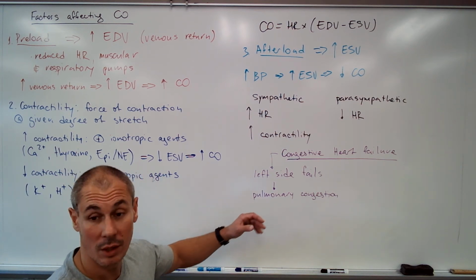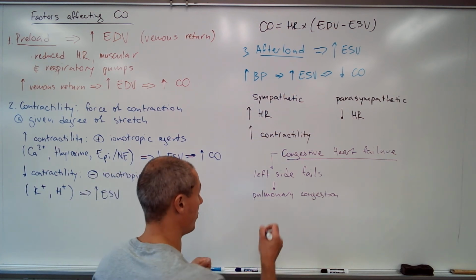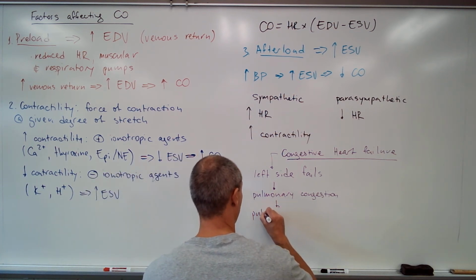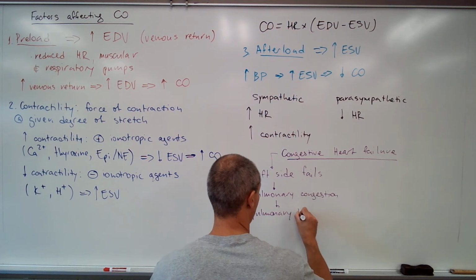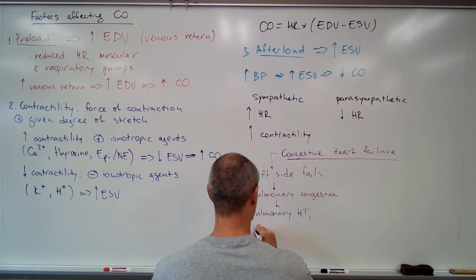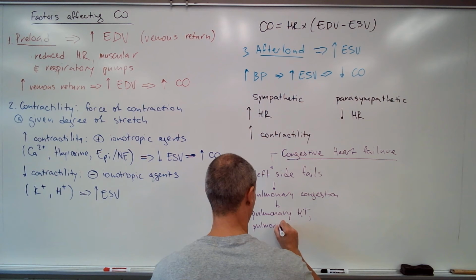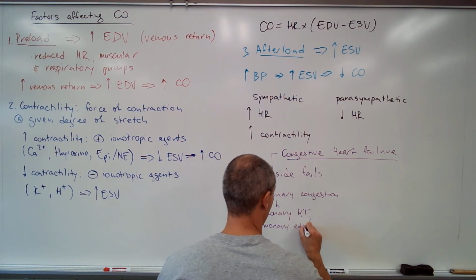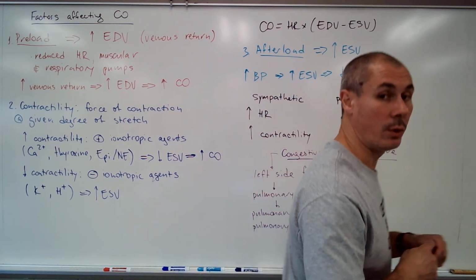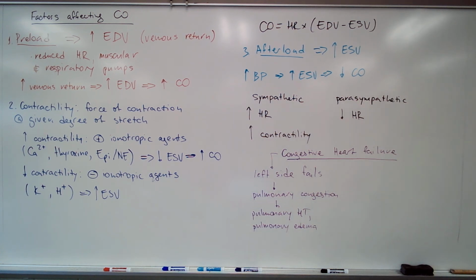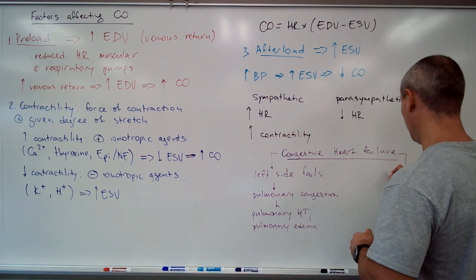So if you have pulmonary congestion, that results in pulmonary hypertension and pulmonary edema. So basically your blood vessels in the pulmonary circuit become leaky and fluid starts to accumulate in the lungs. Does that make sense? Are we clear? Now what happens in the right side failure? Opposite.